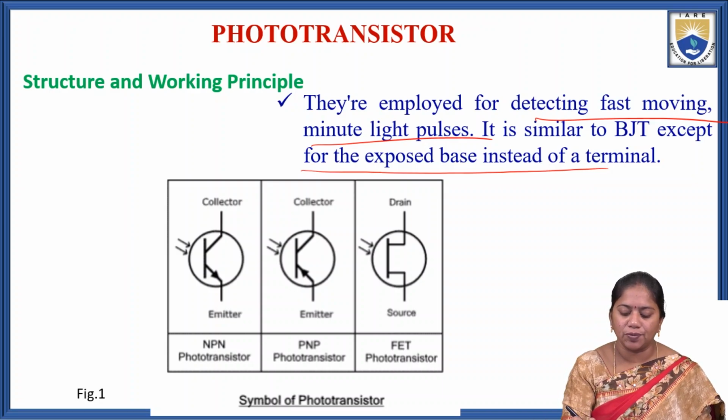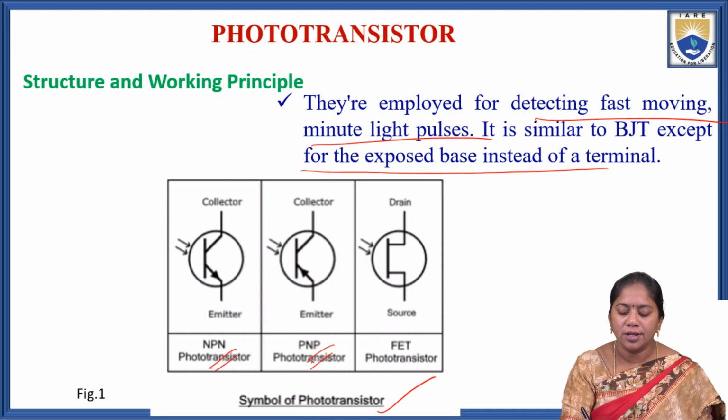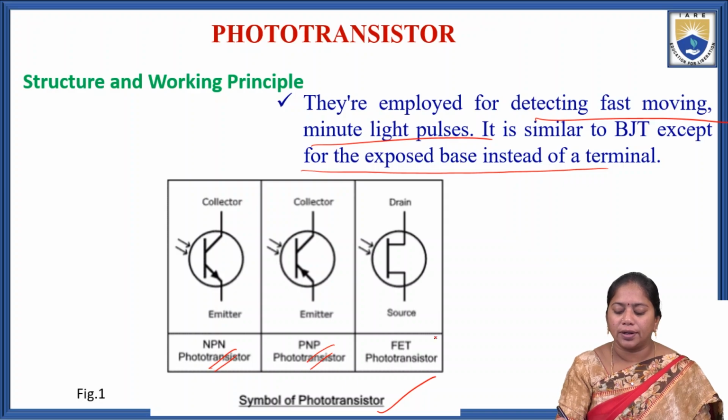So this is the symbol for the phototransistor. The first one shows the NPN phototransistor, the second one is the PNP phototransistor, and the third one is the field effect transistor phototransistor, which is called the FET phototransistor. These are the symbols of the phototransistors.